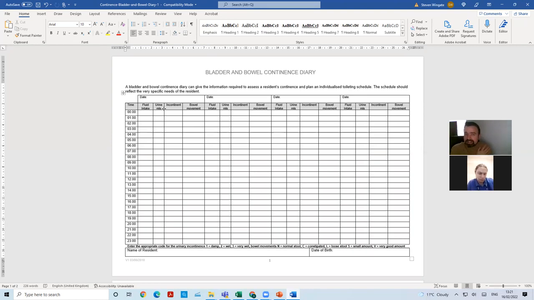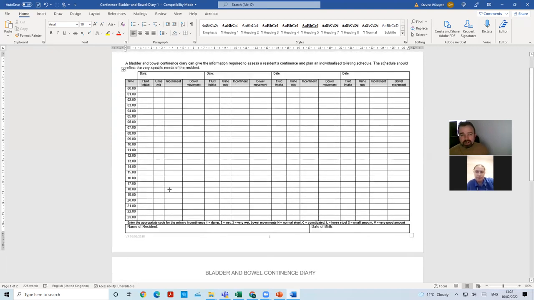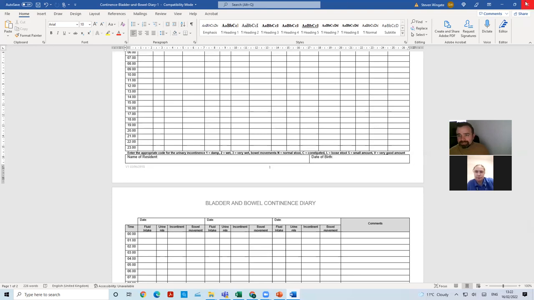So if you had a bladder and bowel diary, you could keep that up to date, and then you would be able to monitor when people need to go to the toilet. And for those that have functional memory loss, you could use this to promote better times for encouraging them to go to the toilet, because unfortunately not everyone wants to go at 8, 11 and 3 in the afternoon. Okay, happy with that? So that's what the diary looks like.